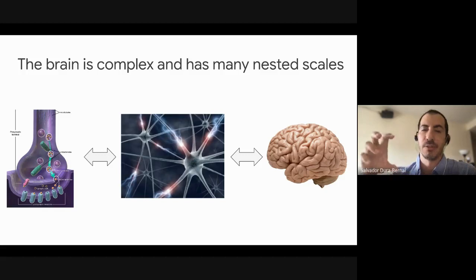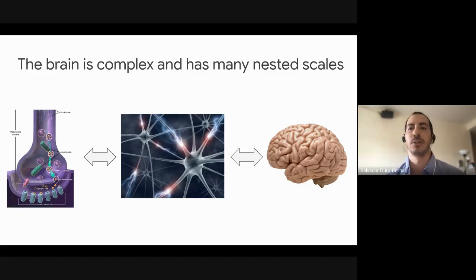The circuits are formed in very specific structures, like the 6 layers in cortex, for example, with very specific connectivities. You can have excitatory neurons, inhibitory neurons, different responses. So it's all very complicated at that level as well. And then you form these regions. So the brain has many regions.